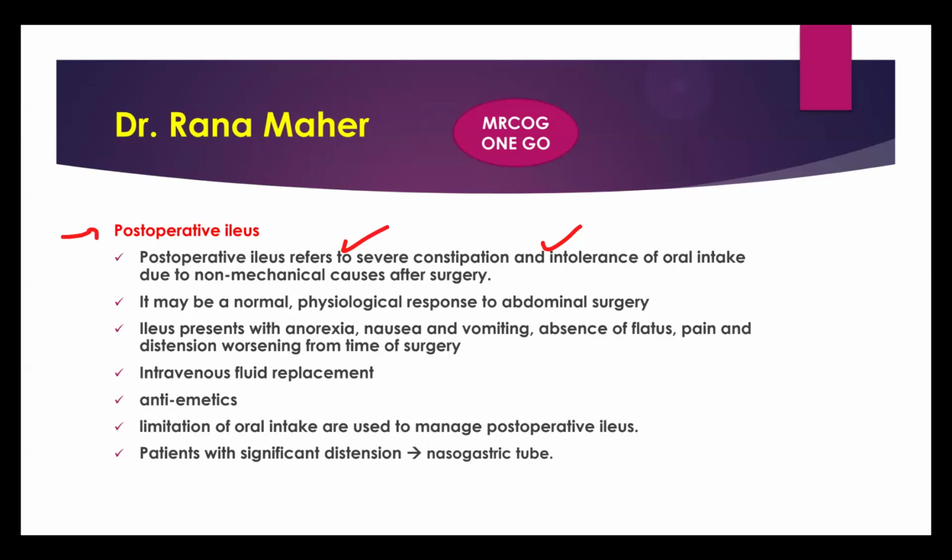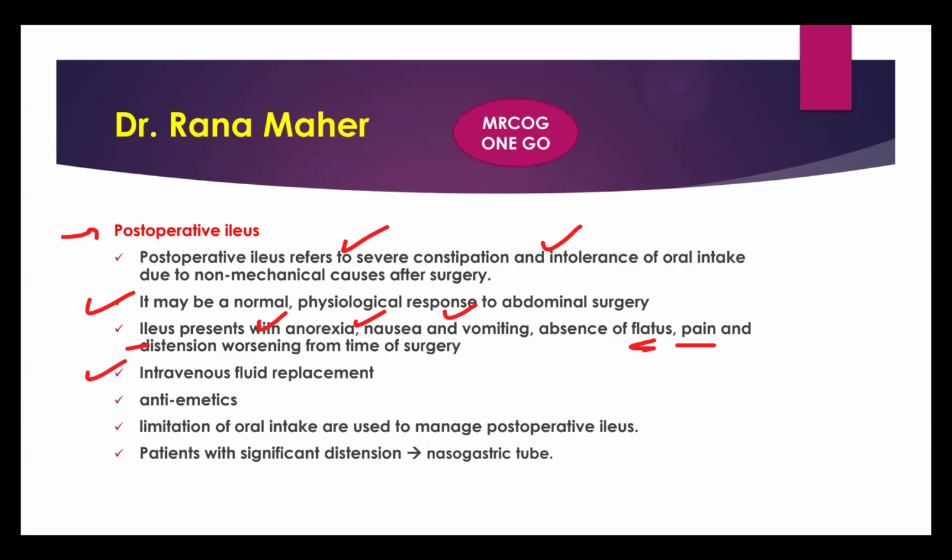Sometimes post-operative ileus may be a normal physiological response to any abdominal surgery, due to the surgery, due to the anesthesia, due to the opiates as well. The patient will present with anorexia, nausea, vomiting, absence of flatus, pain, distension, and worsening from the time of the surgery. Like our patient now, she has the distension and she has this electrolyte disturbance. Still, we don't know, is it this or that?